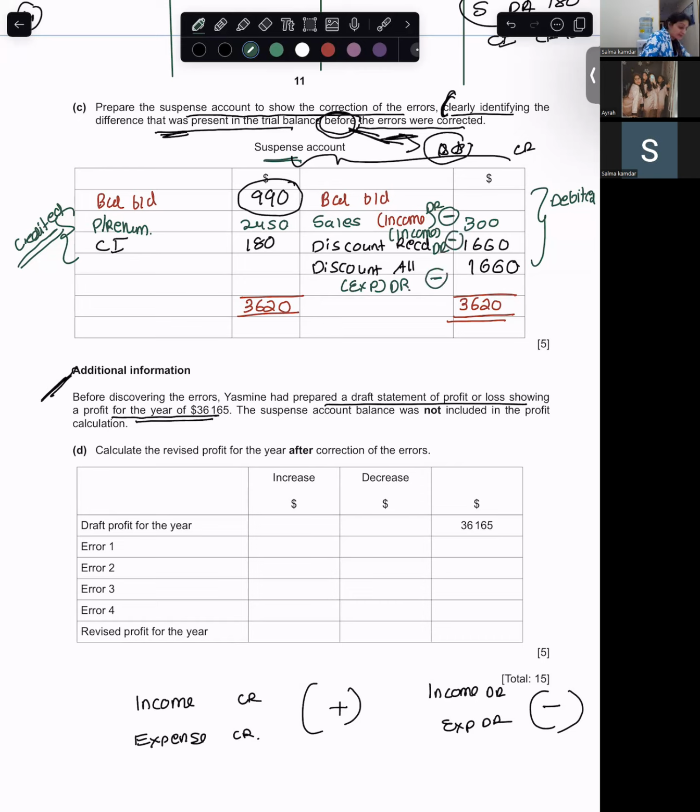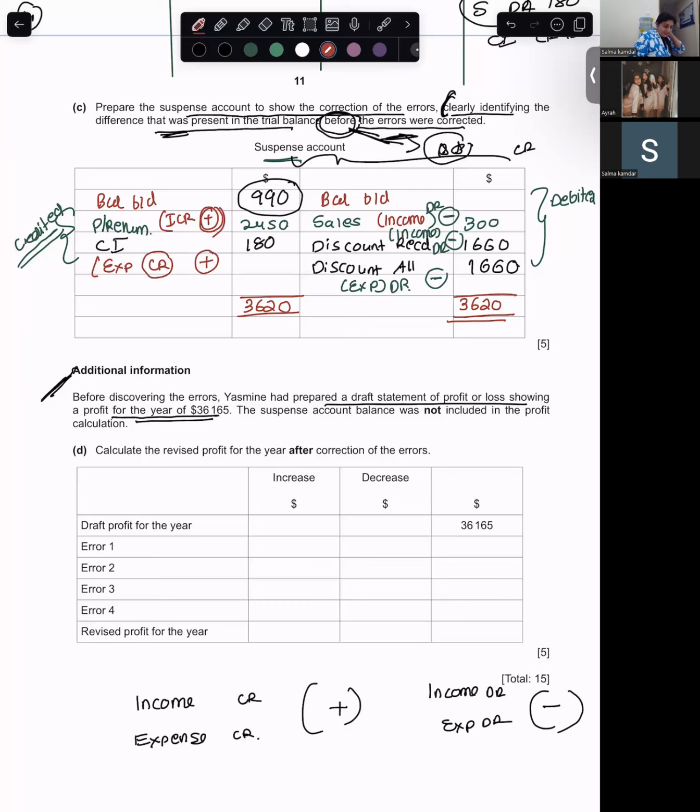Purchase return. Purchase is an expense, but purchase return is expense reduced. So it is like an income. So income credit, what will you do? You'll add it. Carriage inward is an expense, and here the expense is credited. So we'll add it.